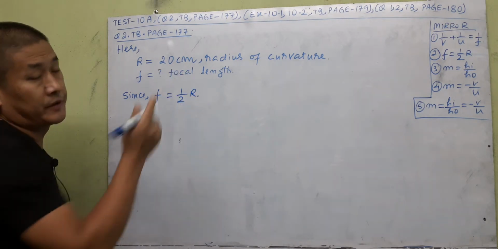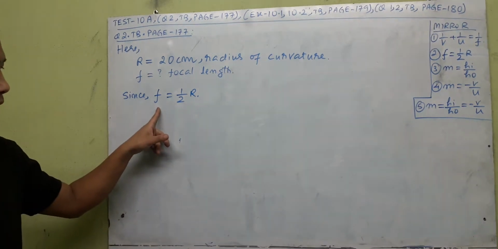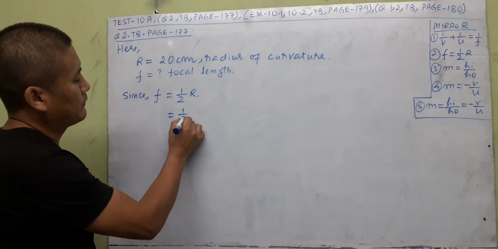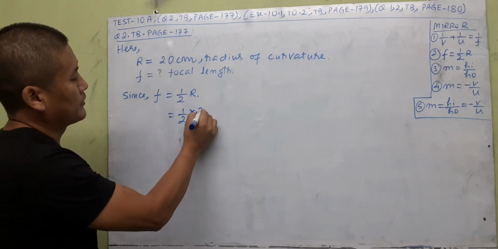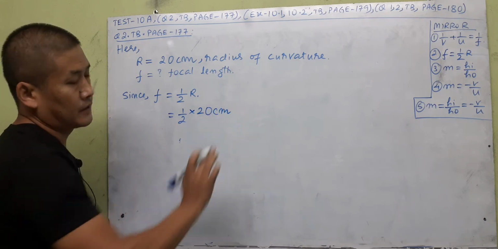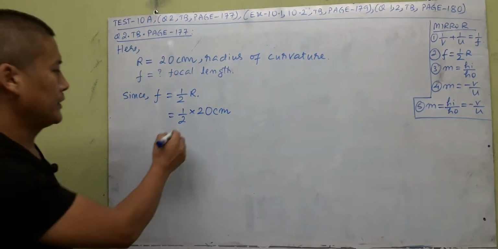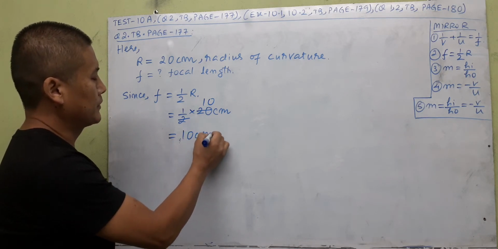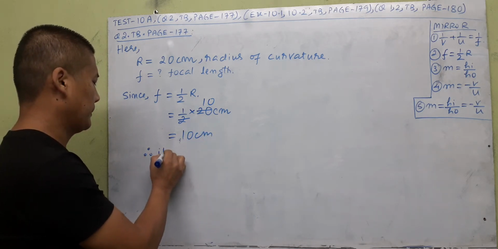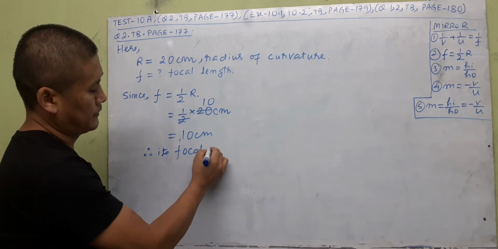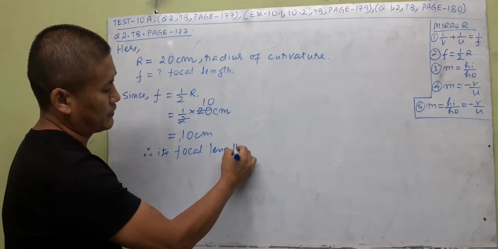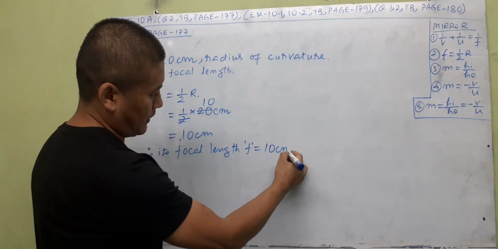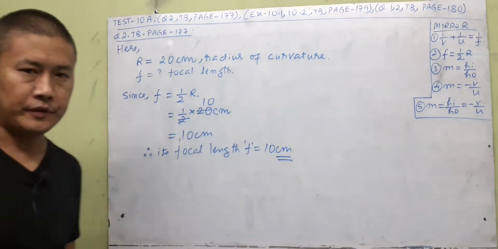We have discussed this in our previous classes, that the focal length is always half of the value of radius of curvature. So that is equal to half into R, which is 20 centimeter, right? So here 2 1s are 2, 2 10s are 20, so 10 centimeter. Therefore, its focal length, if you like to mention, F is equal to 10 centimeter, our answer for the first one, okay?